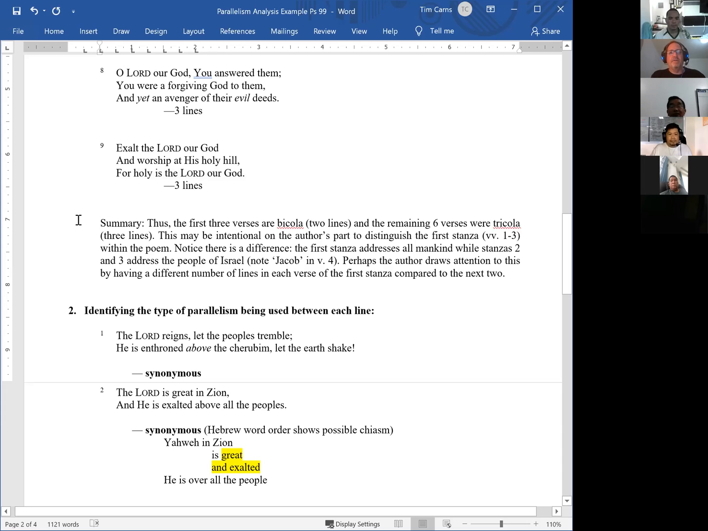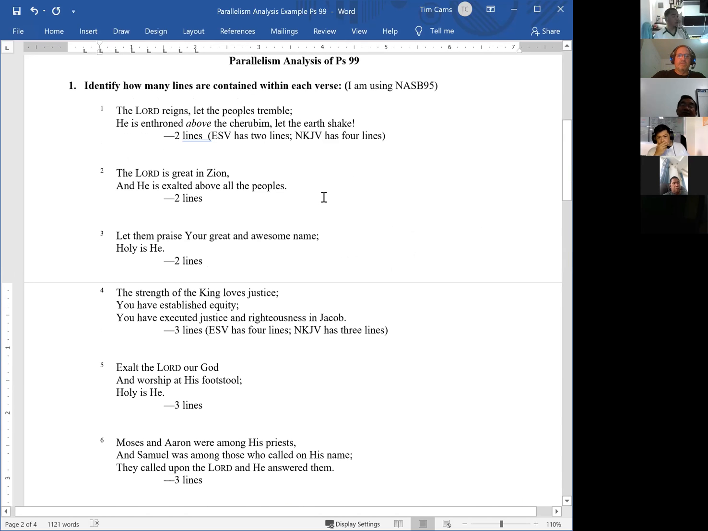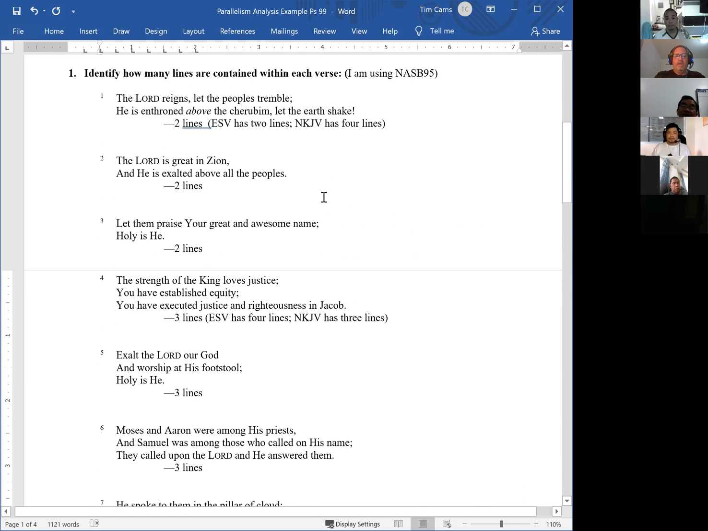Now you won't always see a pattern in the number of lines, but I felt because it was so distinct in this particular poem, I made note of it. So notice I said the first 3 verses are bicola, that's 2 lines, and then the remaining 6 are tricola. And this may have been an intentional feature by the author in order to focus on the first stanza, or to identify verses 1 to 3 as one stanza within the poem. In those 3 verses, there's an emphasis on the greatness of God over all the peoples. And then in verses 4 to 9, the author turns his attention towards the people of Israel.